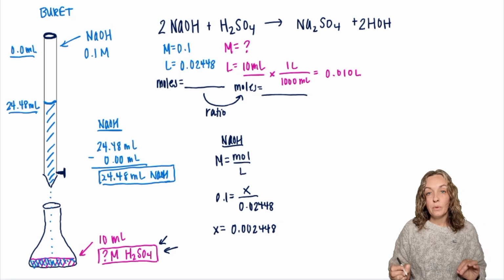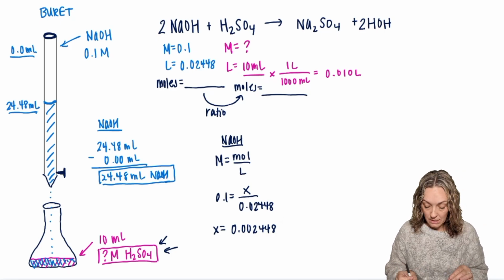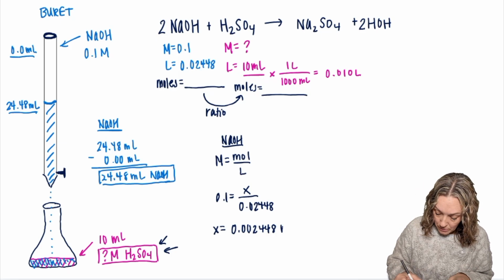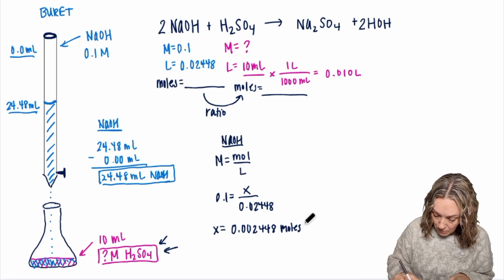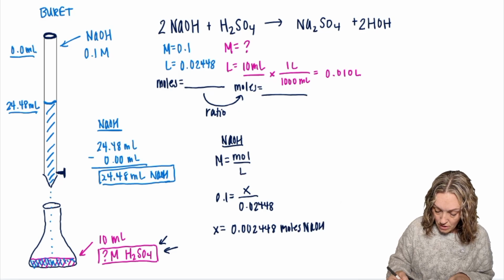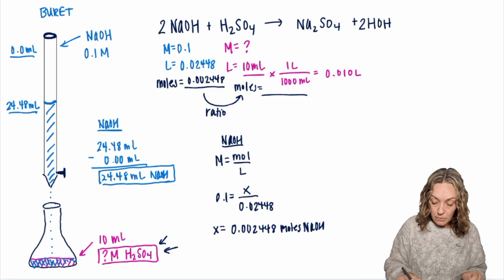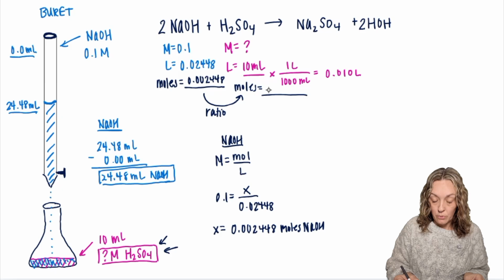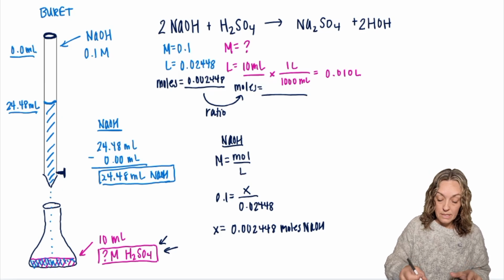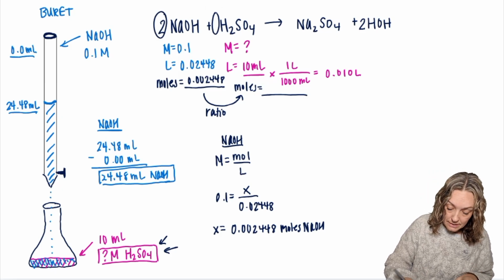Now I can solve for X, and I find that X equals 0.002448. It's important to keep track of my units here. X is representing my moles, and specifically my moles of NaOH. So I now have this number right here. If I know my moles of NaOH, I can find my moles of H2SO4 using the ratio from the balanced equation.